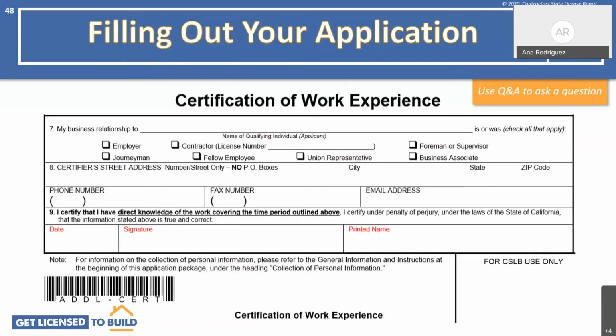The final part of the work experience certification is also to be completed by your certifier. They need to list their relationship to you and provide their contact information. Lastly, they will need to sign and date the certification.